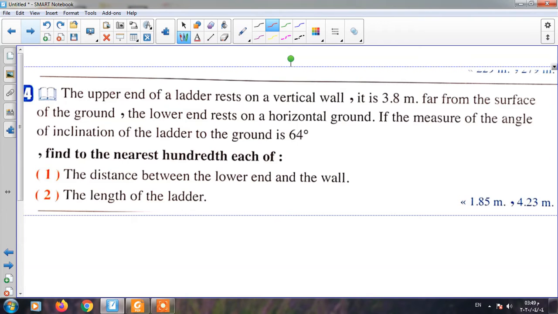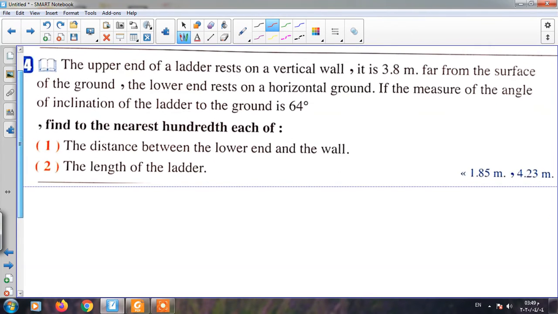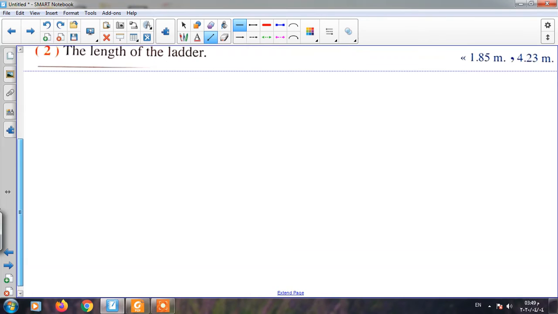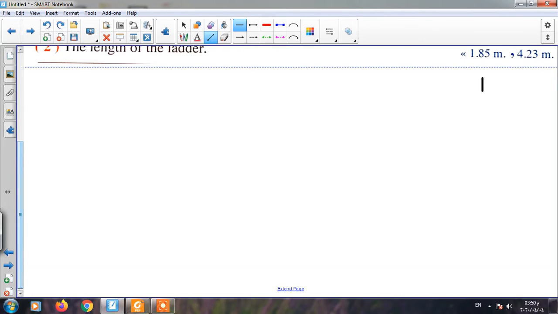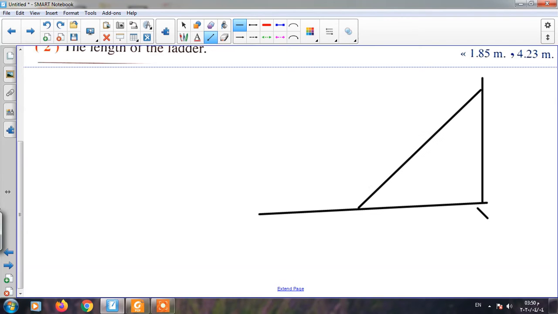Upper end of a ladder rests on a vertical wall. It's 3.8 meters from the surface of the ground. Of course, you know that if the ladder stops at the wall, it will make this shape. This is the wall, this is the ground, and this will be the ladder, right?